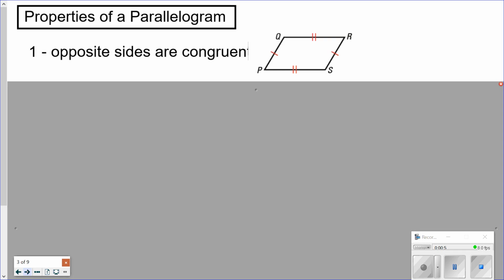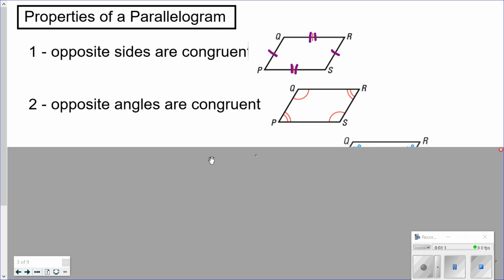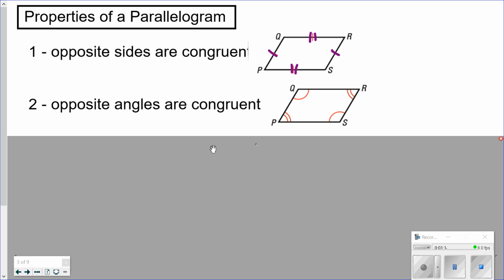Properties of parallelograms. Make sure you write this out in your notes. So number one, we know that the opposite sides are congruent. So that would mean that PQ is the same length as SR and QR is the same length as PS. Number two, opposite angles are congruent. So that would mean that angle Q is congruent to angle S and angle P is congruent to angle R.